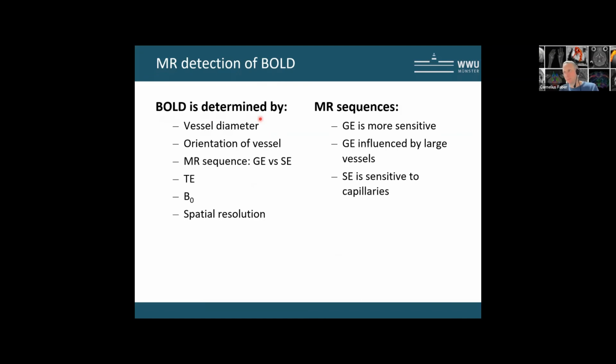This, of course, depends on many, many things. It depends on the vessel diameter, on the orientation of the vessel, and which sequence you use. It depends on the TE, the echo time you apply, on the magnetic field, on the spatial resolution, and many, many other things. If you want to measure that, you can use a gradient echo or spin echo sequence. As a matter of fact, gradient echo sequences are most sensitive because it's a T2 star effect. Looking further into the details, spin echo is not completely useless because it's more sensitive to the capillaries, not to the large vessels, but usually one uses gradient echo sequences to measure this BOLD.